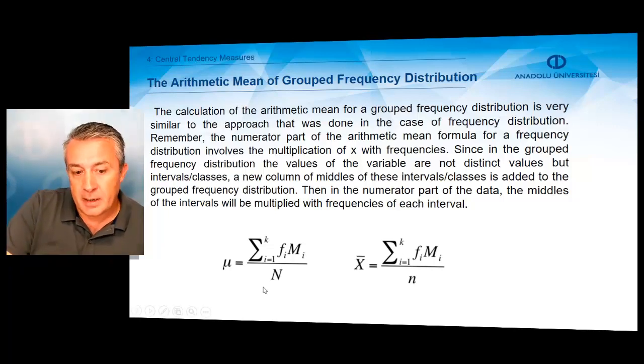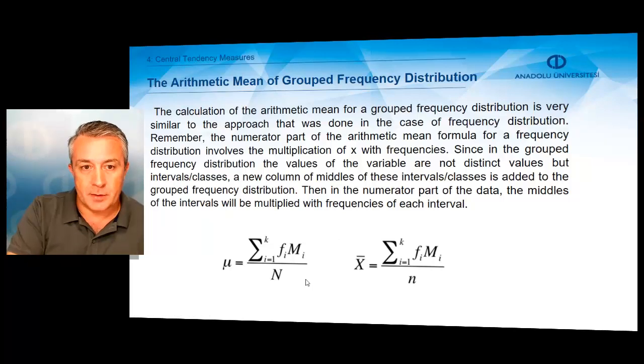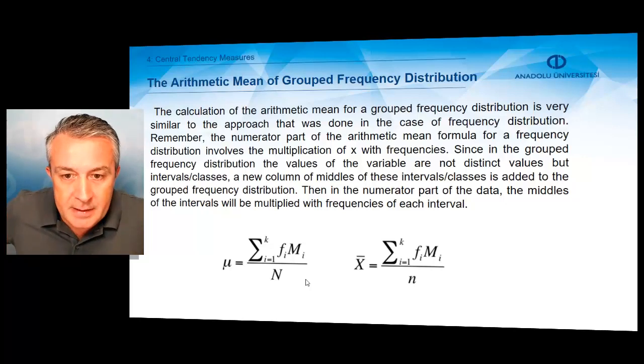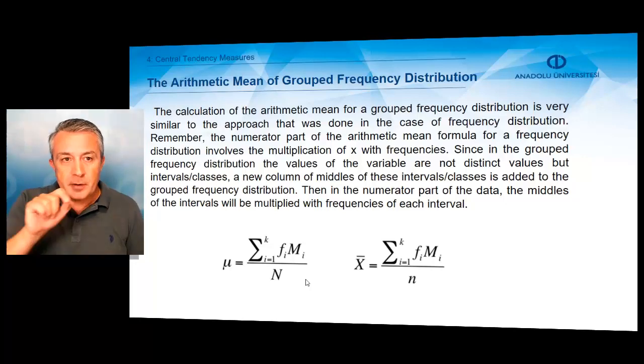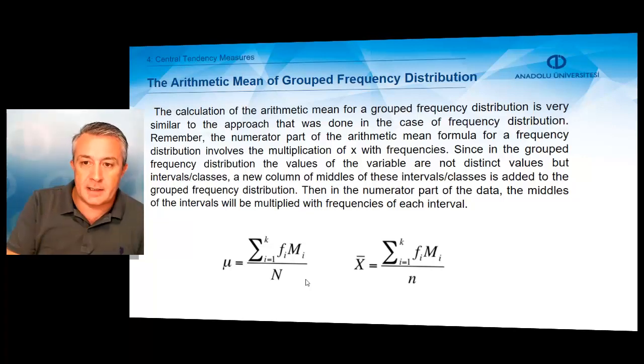Then the formula is again very simple. Frequencies multiplied with the middle values and divided by the number of objects, and we will get the arithmetic mean of the group frequency distribution. Since we are taking the middles of each class, the arithmetic mean in group frequency distributions will be an approximate value. It is never going to give you the exact value.